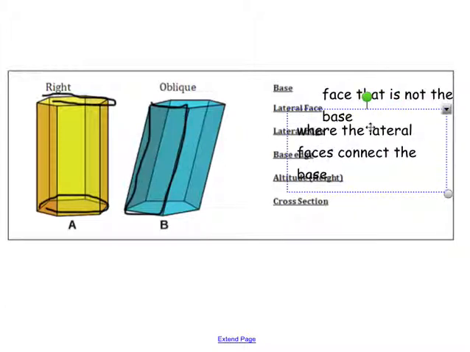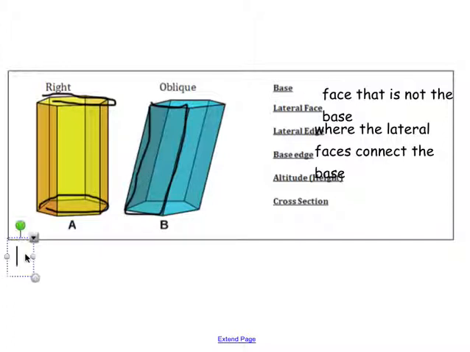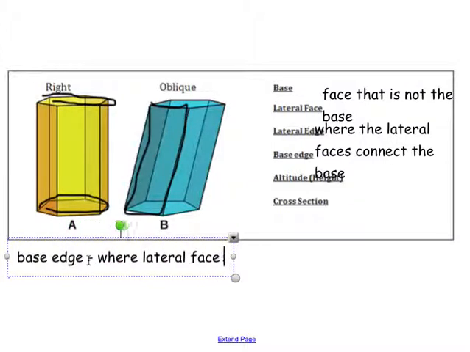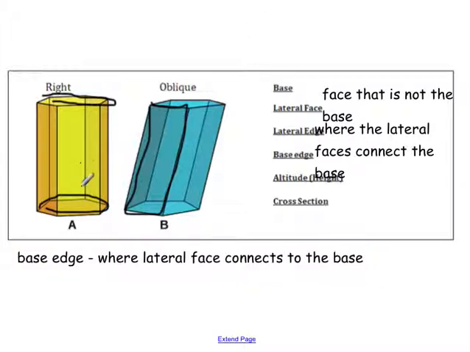Okay, so then let's take a look at base edge. I'm just going to give up on that, and I'm just going to keep typing below. So for base edge, goodness gracious, this is slow. The base edge is where the lateral face connects to the base. So that would be like right here, for example, would be a base edge because that's where it's connecting the base.